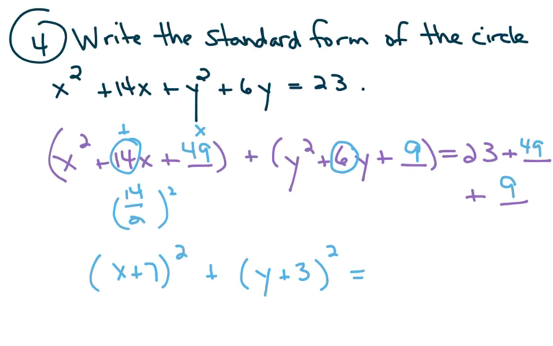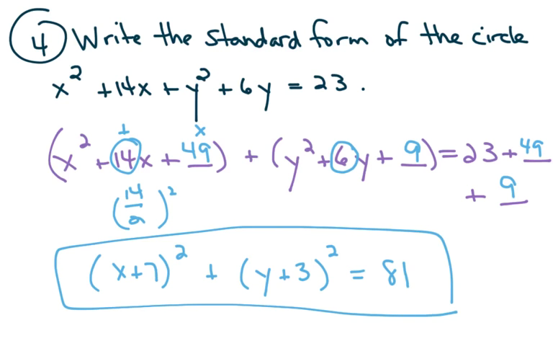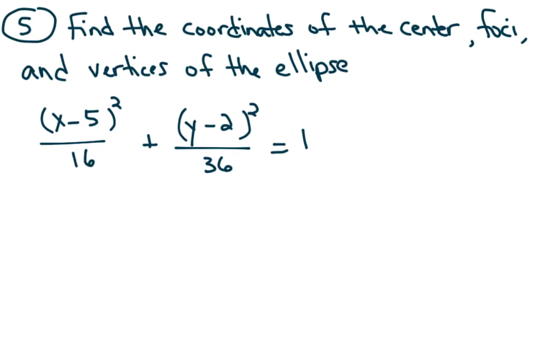And 23 plus 49 plus 9 is 81. And now I've written my equation of the circle. Problem number 5, find the coordinates of the center, foci, and vertices of the ellipse (x minus 5) squared over 16 plus (y minus 2) squared over 36 equals 1. Now, I don't ask you to graph this, although drawing a quick sketch might help you out a little bit.